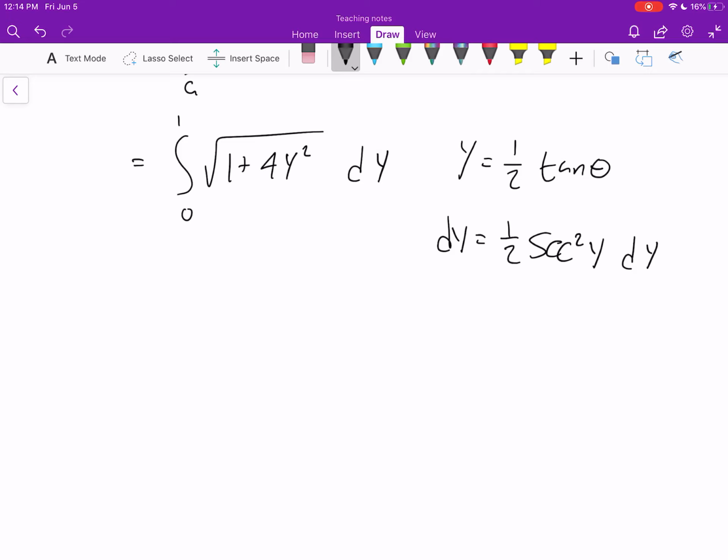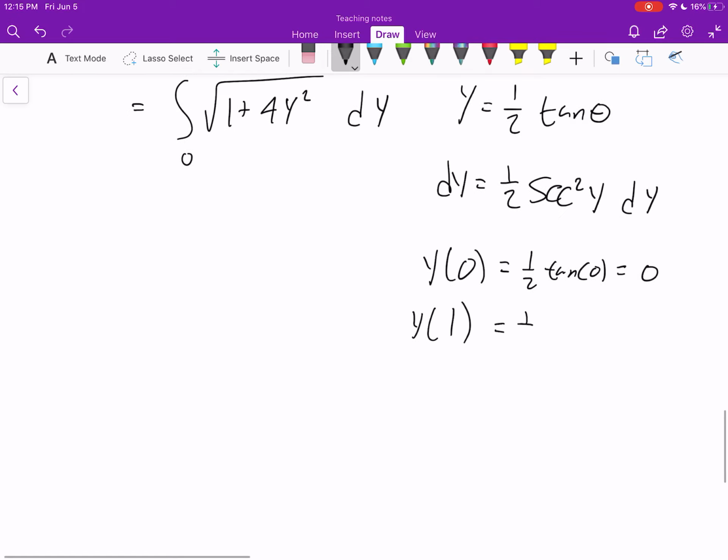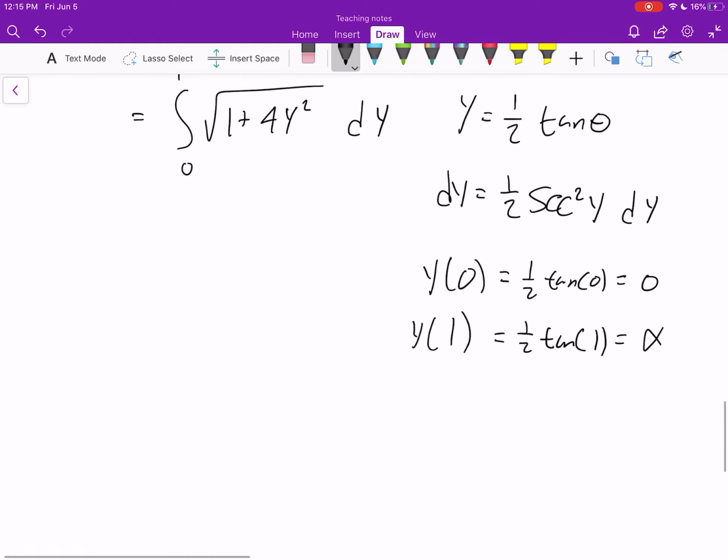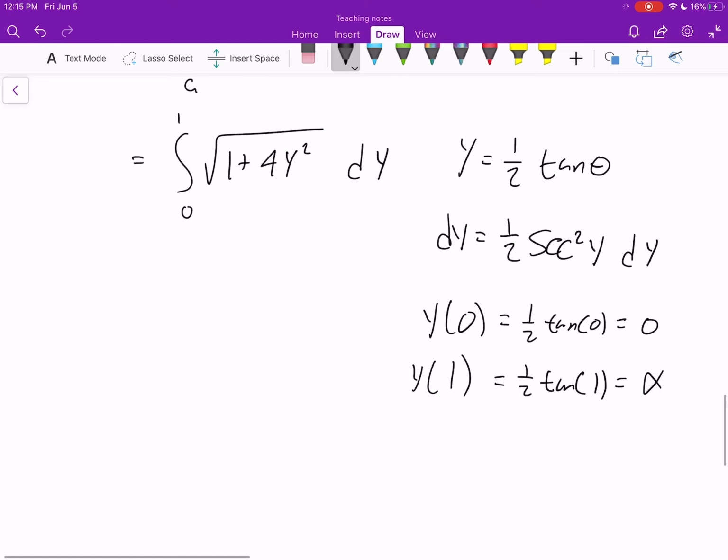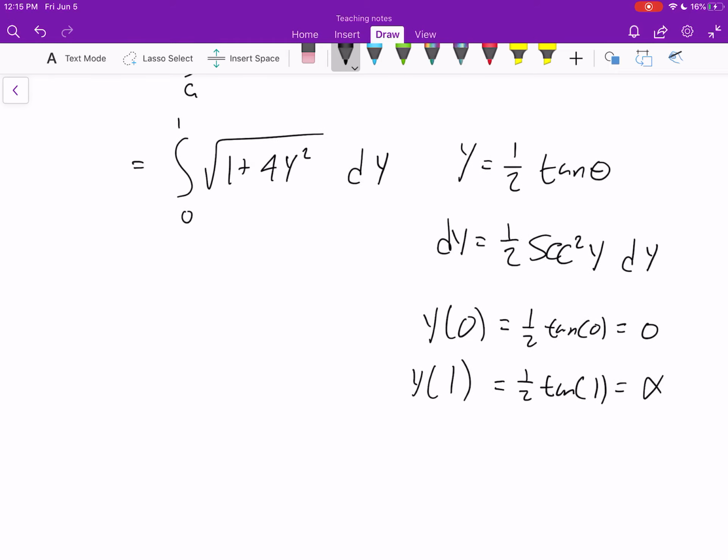So these get kind of weird. Let's figure out what y of 0 and y of 1 are. y of 0 is 1/2 tan of 0, which is 0. y of 1 is 1/2 tangent of 1, and we're going to call this alpha. You can't evaluate that. It's probably going to be irrational, if I had to guess.